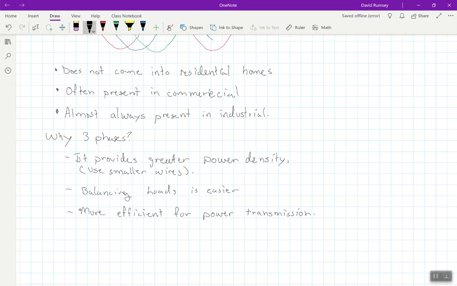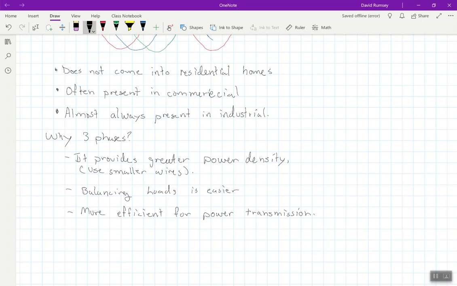Because you might say, well, wait, you might have to have 3 wires then to transmit the power. But you have to think about, okay, I might have 3 wires that are a smaller size versus 1 wire that's much larger in order to handle the same amount of power if you were to do single phase transmission.